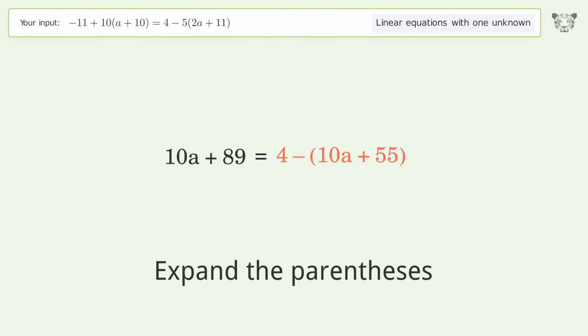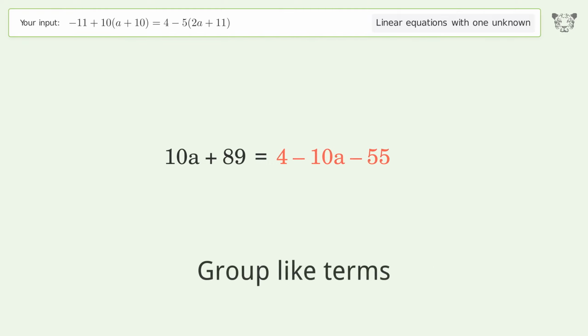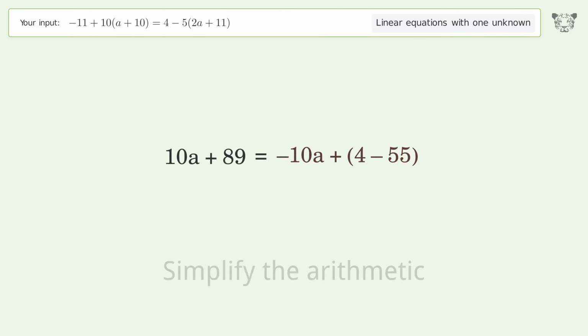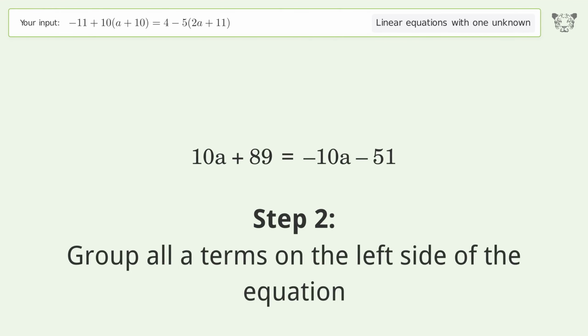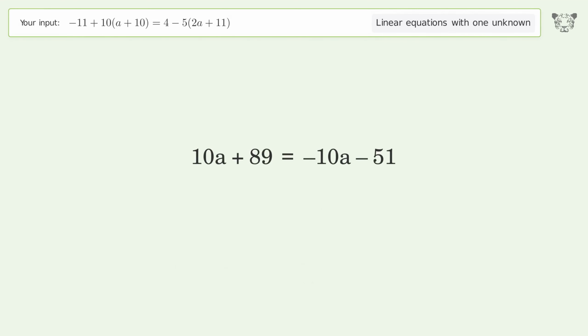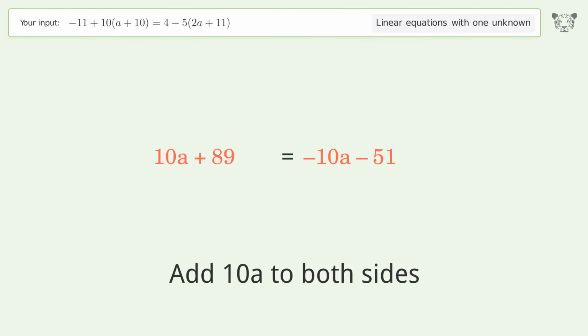Expand the parentheses. Group like terms. Simplify the arithmetic. Group all a terms on the left side of the equation. Add 10a to both sides.